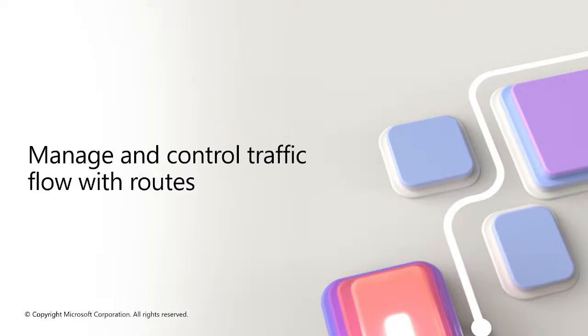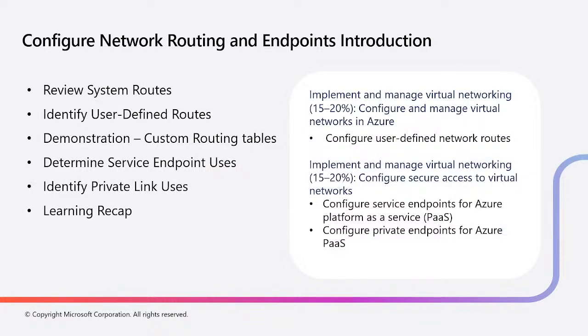Okay. So manage and control traffic flow with routes. I'm sure we don't really need to talk much about this. It's still going to be talking about the routes that I just talked about. Now here we're going to be looking at the system route. I just said there is a default route for each connection, for each traffic coming in. We've got Azure or Microsoft that has actually defined some system routes.